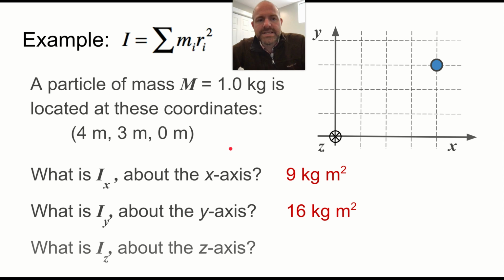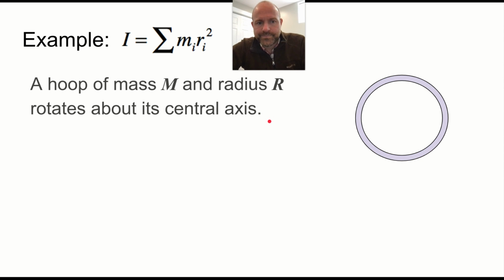And then from the z-axis, we have to be a little bit more careful. It's a diagonal distance. This is a 3, 4, 5 right triangle, so it's a distance 5 from the z-axis, and you get 25 kilogram meters squared. So depending on how you rotated this, you would have a different moment of inertia.